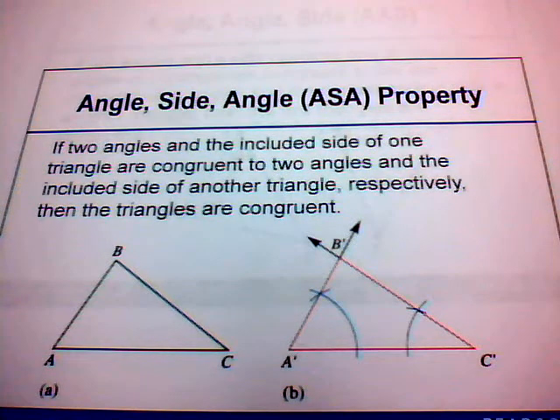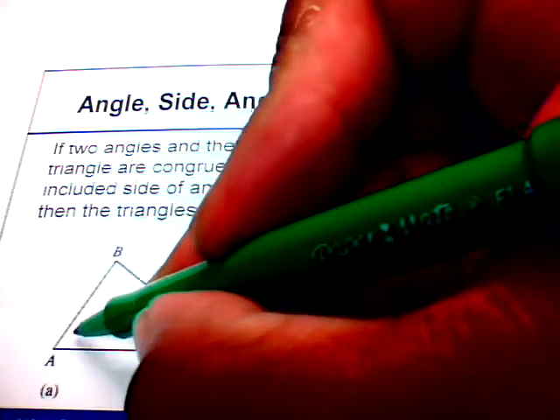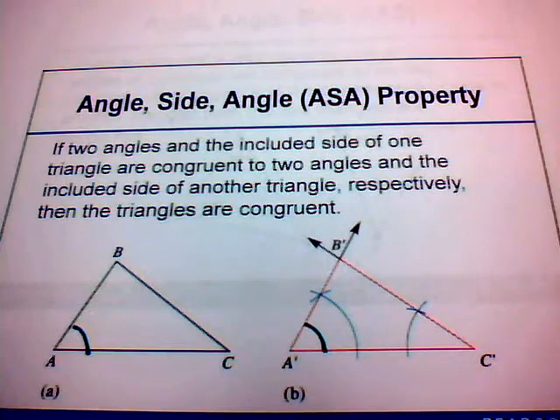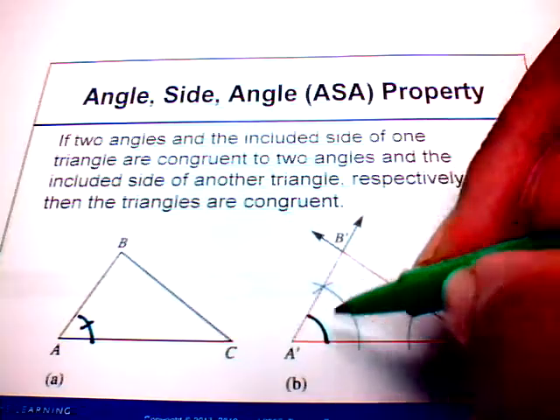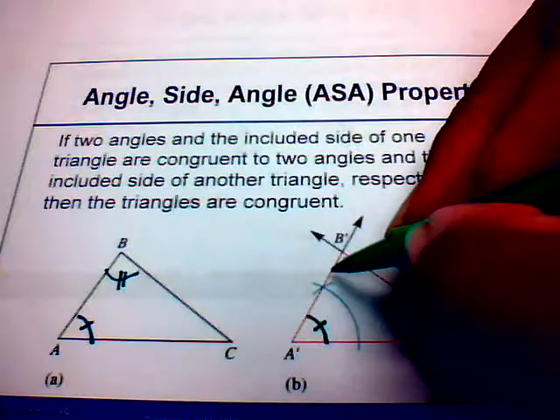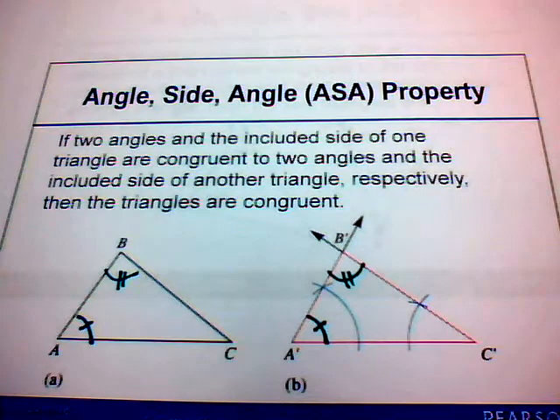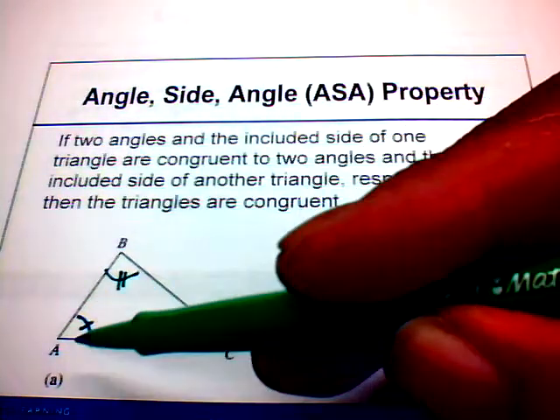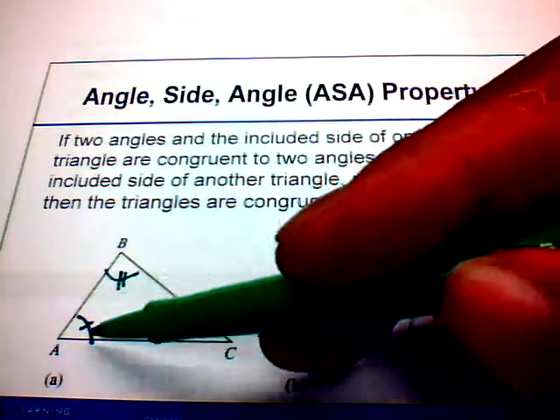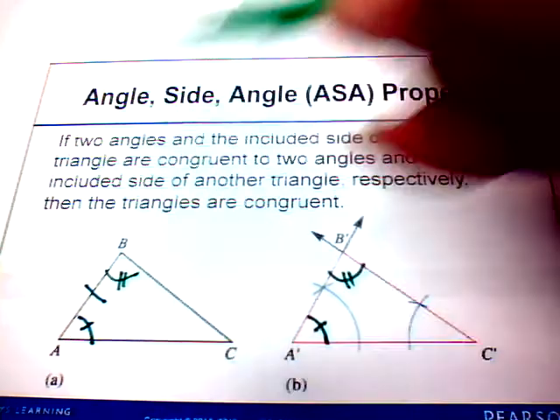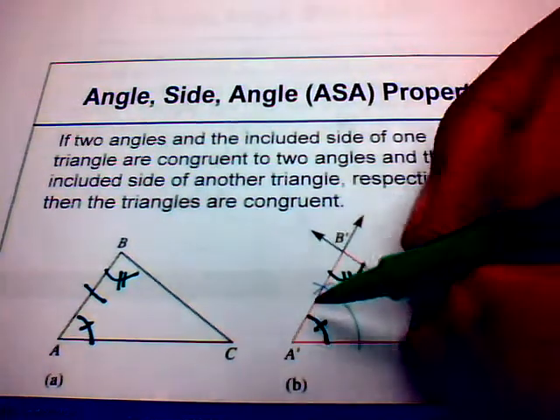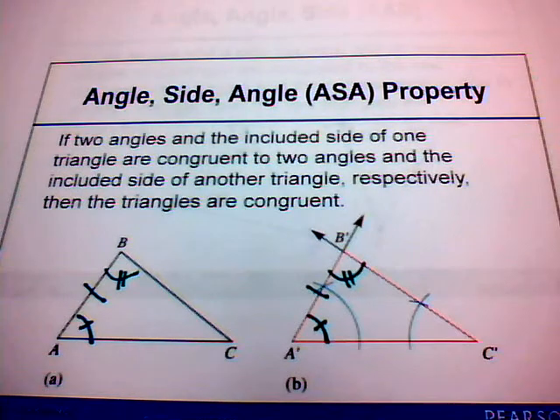Let's say I want to show that angle A is congruent to angle A prime, and then angle B is congruent to angle B prime, and then let's say the included side. The included side has to be in between the two angles that I marked off here. So if I marked off angle A and angle B, the included side must be side AB. And the same thing here. If I marked off angle A prime and B prime, then side A prime, B prime must be the included side.